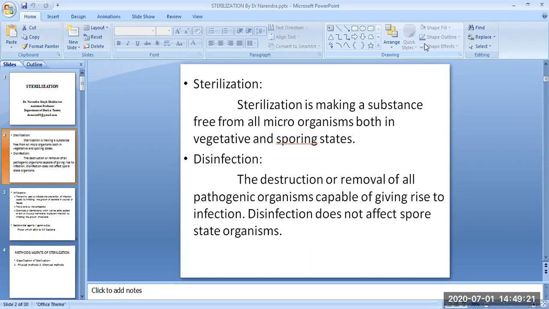What is disinfection? Disinfection is the destruction or removal of all pathogenic organisms capable of giving rise to infection. Disinfection does not affect spores, that is, spore state organisms.